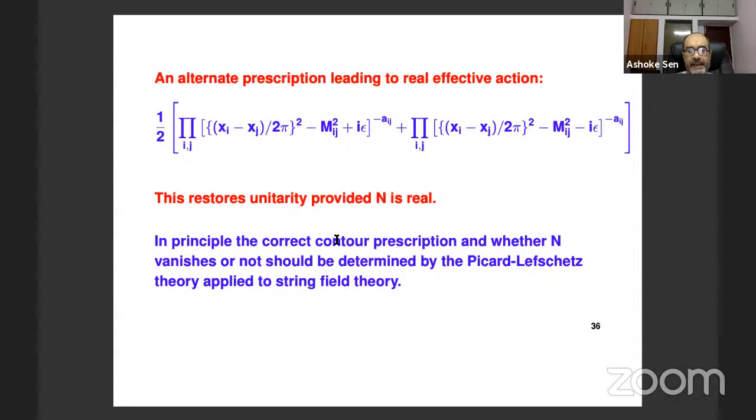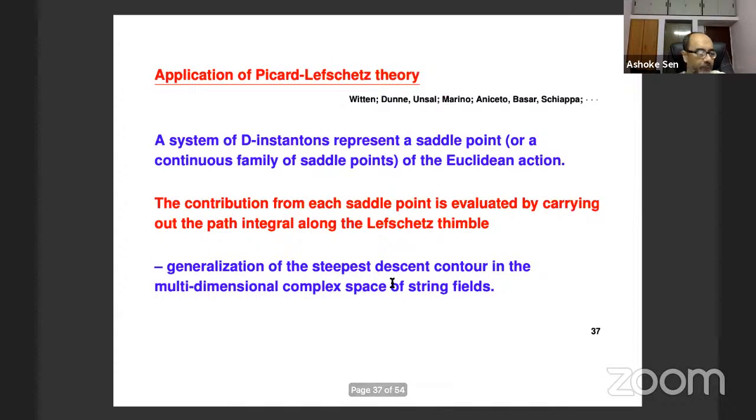So in principle, the correct contour prescription and whether n vanishes or not should be determined by the Picard-Lefschetz theory applied to string field theory. Maybe I'll say a few words about Picard-Lefschetz theory, but I'll not say too much about it, before I go on to two-dimensional string theory.